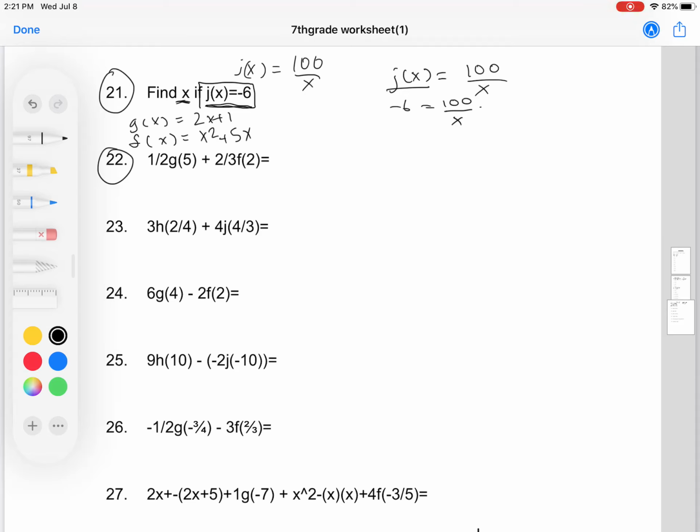To do that, we multiply by x so we can get x alone. -6x is equal to 100. Divide by -6 on both sides, and you get x is equal to -100 over 6. So what this means is that when you input this value into j(x), you'll get the output of -6.